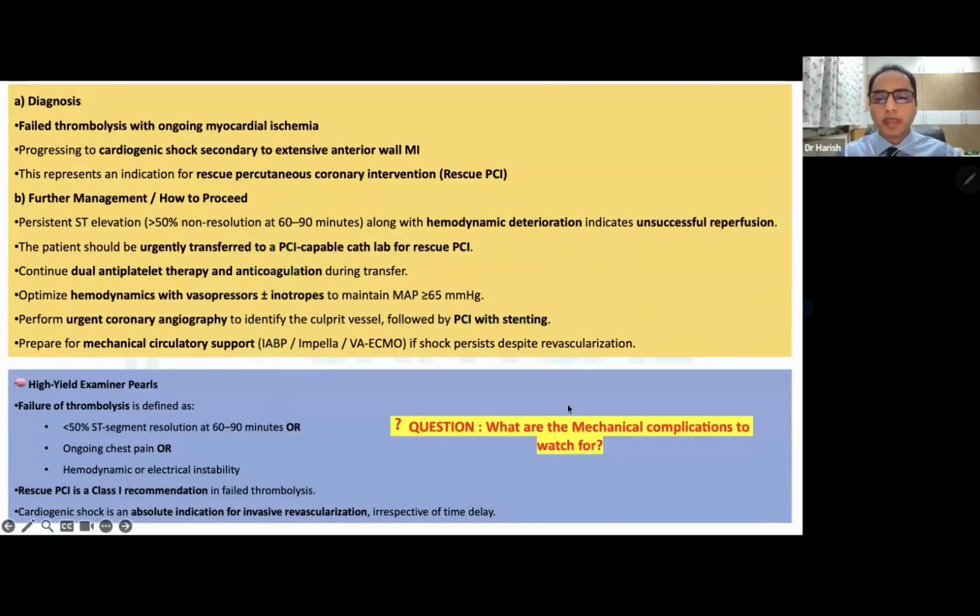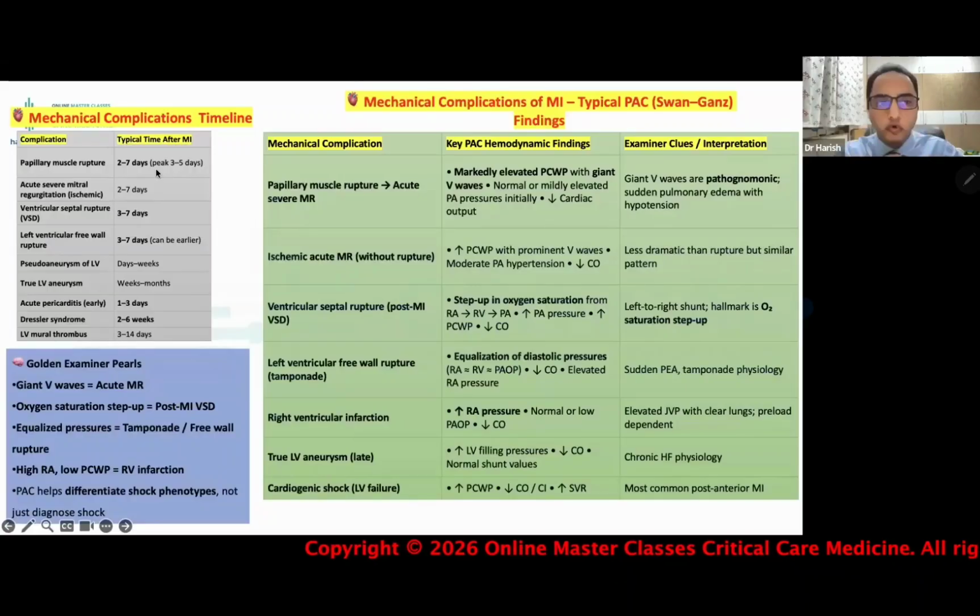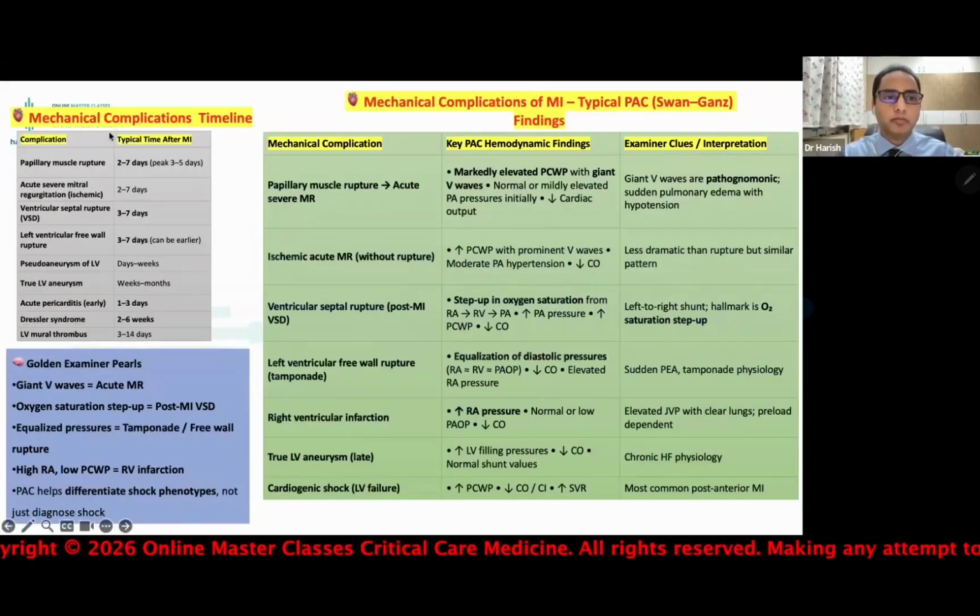Okay, so what are the mechanical complications you expect in a severe anterior MI? One problem is the pump is already gone, that is cardiogenic shock. Other than this, what are other mechanical complications? That is one of the important viva questions. So we can expect papillary muscle rupture somewhere in 2 to 7 days, with a peak of around 3 to 5 days. These are the timelines of mechanical complications.